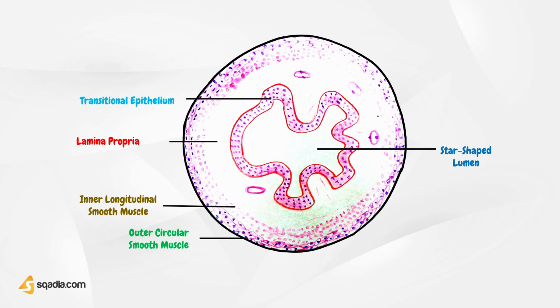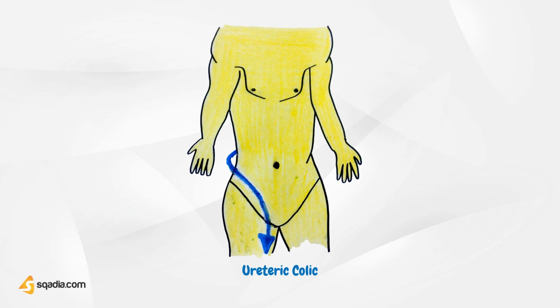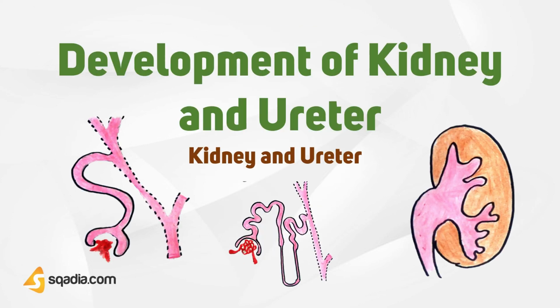Moving towards clinical anatomy. Ureteric colic is a term used for severe pain due to a ureteric stone or calculus, which causes spasm of the ureter. The pain starts in the loin and radiates down the groin, the scrotum, and the inner side of the thigh. So this was all about this section. In our next section, we will talk about the development of kidney and ureter.